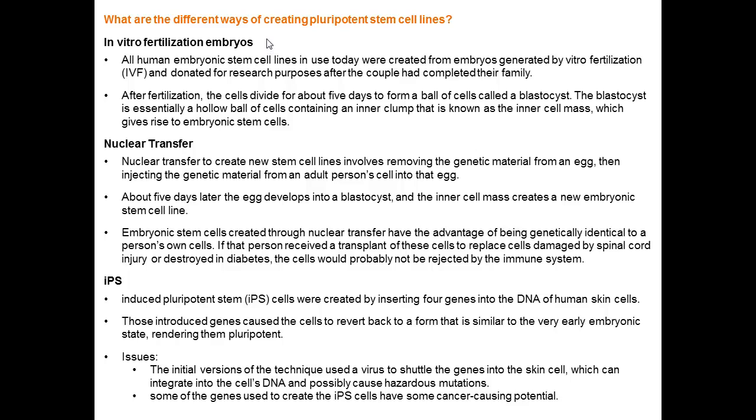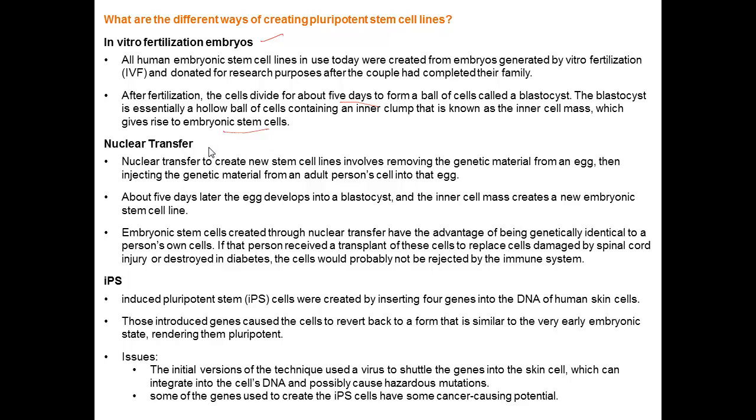The first method, which we know from the first video, is the isolation of an inner cell mass from fertilized embryos. At day 5, the cells are removed and plated out on petri dishes over feeder layers and cultured to create embryonic stem cells, large numbers of them.